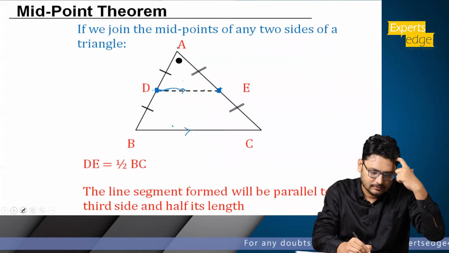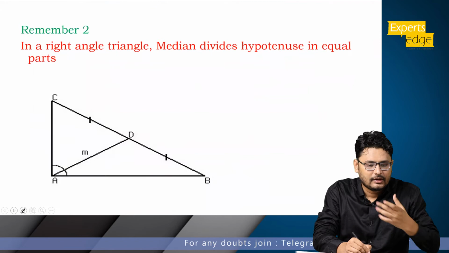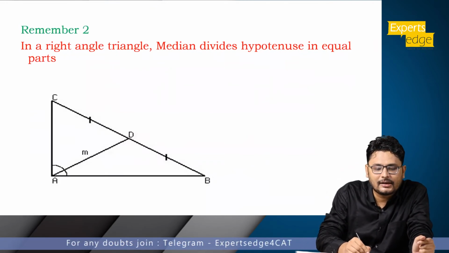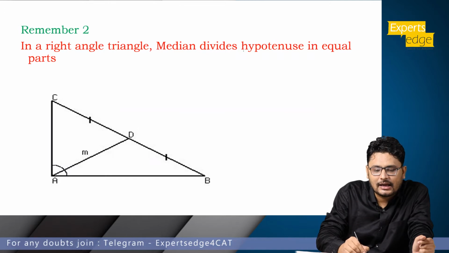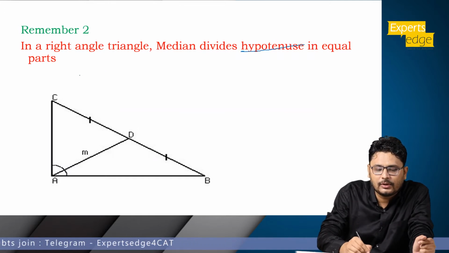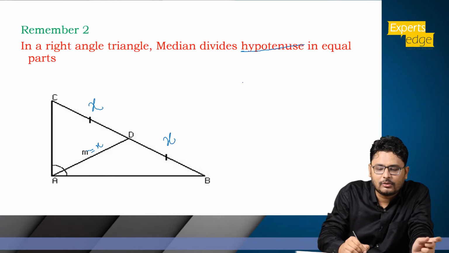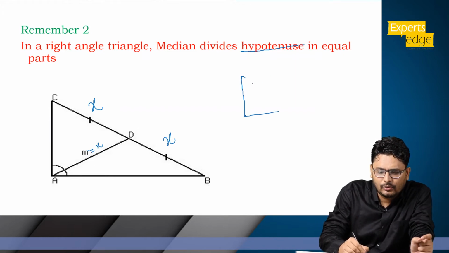This is the theorem. Now also remember a very important point. In a right angle triangle, median divides hypotenuse into two equal parts. Okay. So if this is my x, then this will also be x and this median will also be x, and for that matter m, right? But when will this happen? In a right angle triangle only. Okay. Why does it happen, what happens?